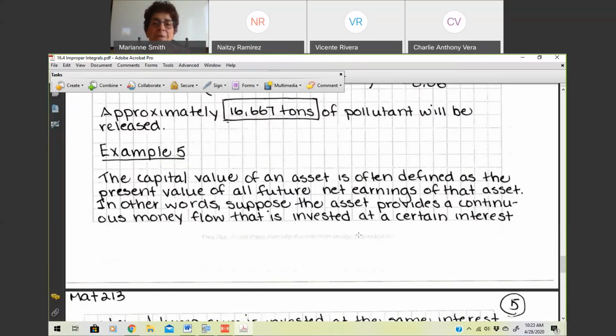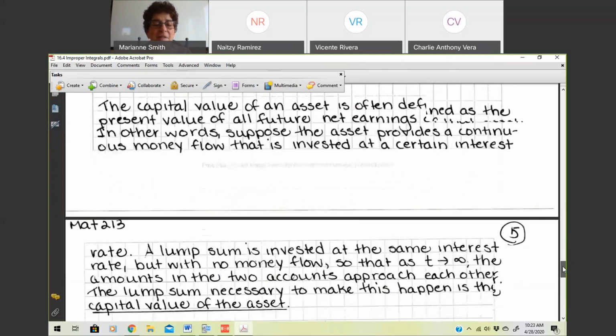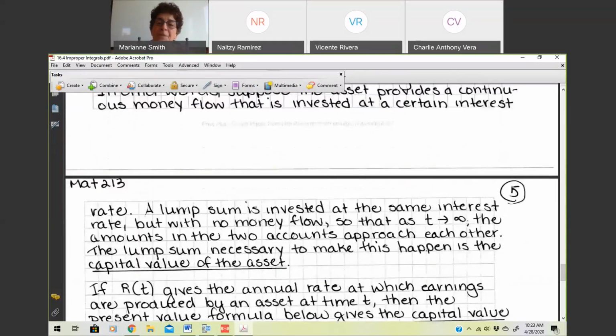For example, suppose you've got an asset that provides a money flow, like a rental, or even ads on the internet that generate income. If you took that money flow and you invested it at a certain interest rate, like if you took a lump sum and invested it at that same interest rate, it would approximate the value of your asset. This is something that you would do if you wanted to insure the asset, or you needed to value the asset for any particular reason.